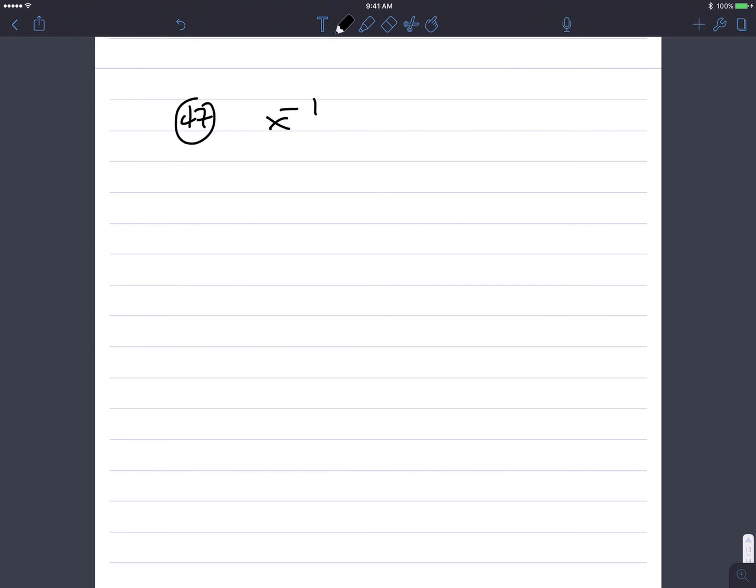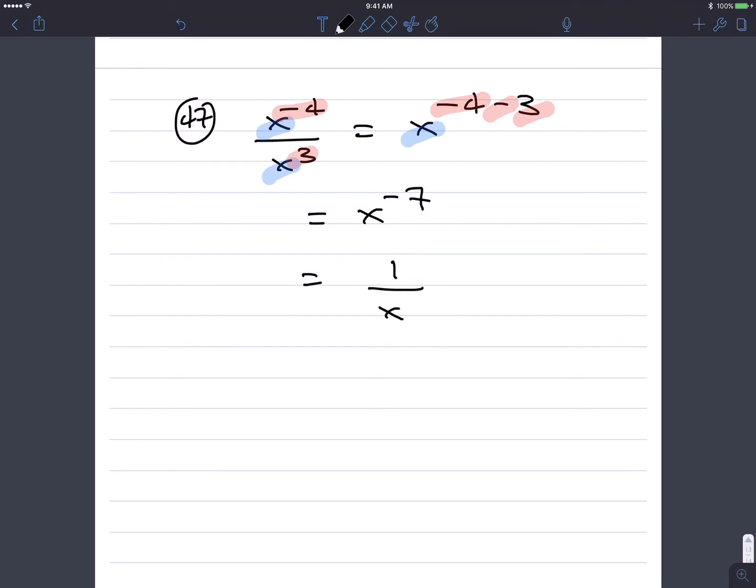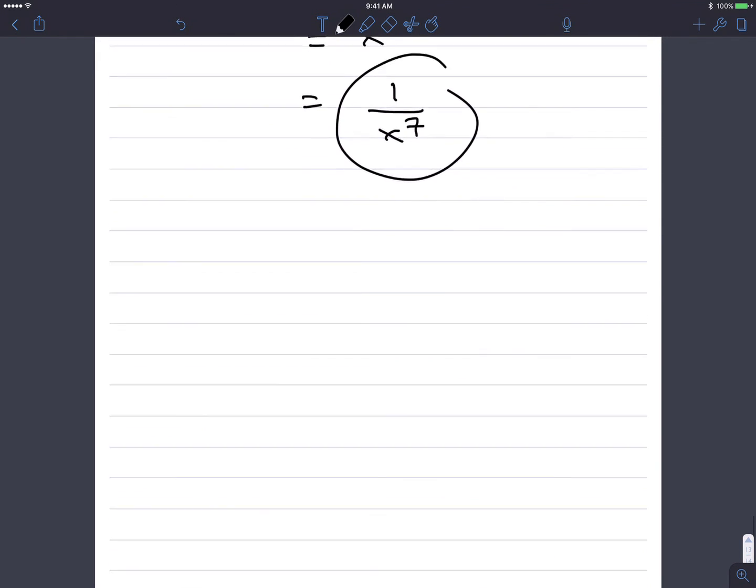47. X to the -4th power over x to the 3rd power. Simply subtract the powers. Same base, keep the base. We're dividing, so -4 right here minus your 3. We get x to the -7th power, which is 1 over x to the 7th power. Rewrite this as a positive power, and you're done.